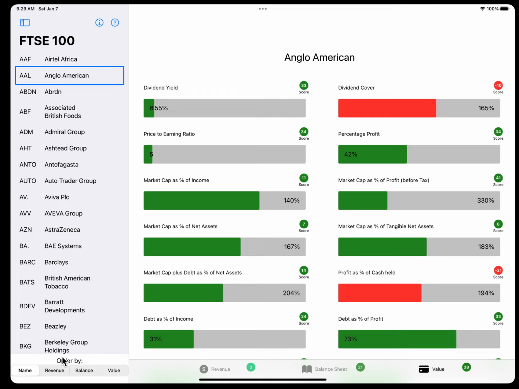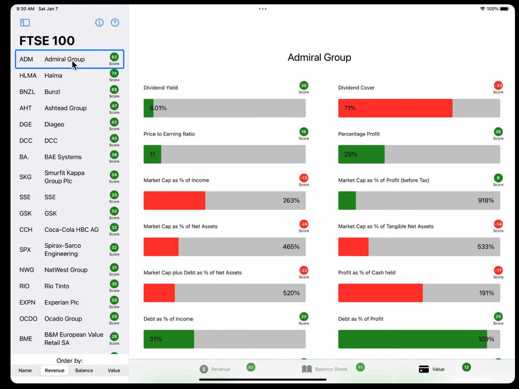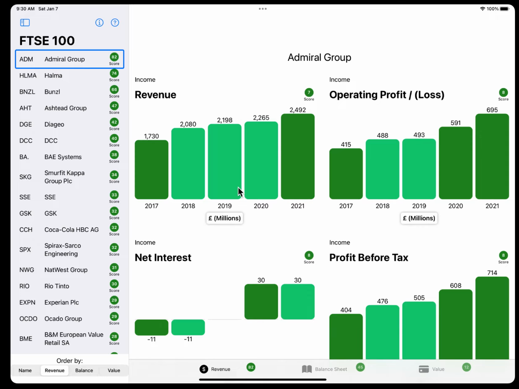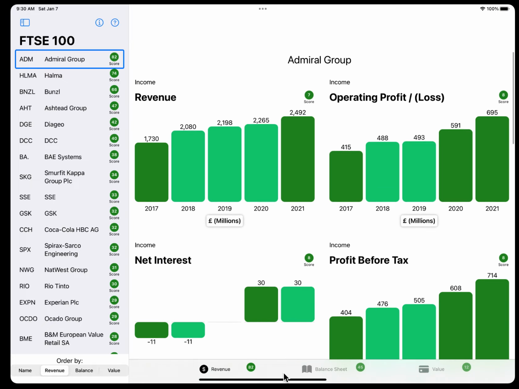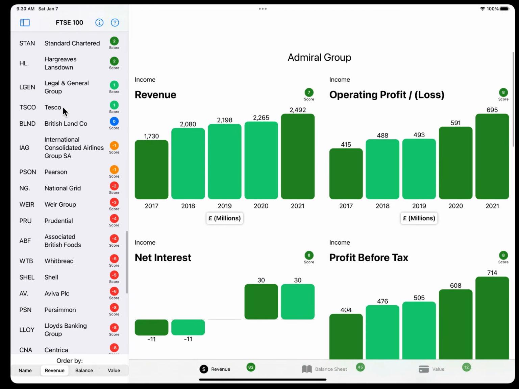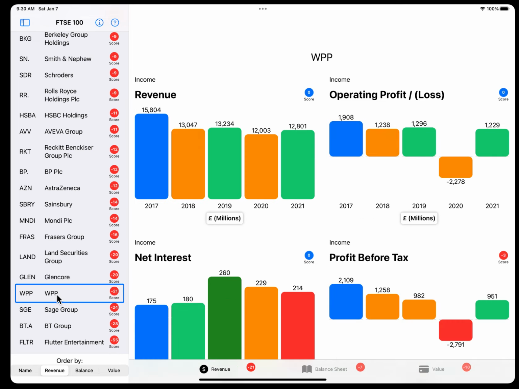Now, what we can do is order this list by the revenue or the balance sheet or the value. So let's have a look at it ordered by revenue. What that's saying is that Admiral Group at the top has got a very good revenue figure. So I have to move back to the revenue tab over here. And yes, it does look very good, doesn't it? Lots of green, which is what we'd expect, and that one's at the top. But if we took one that was fairly near the bottom, let's have a look at WPP. So they're a recruitment company, I think.